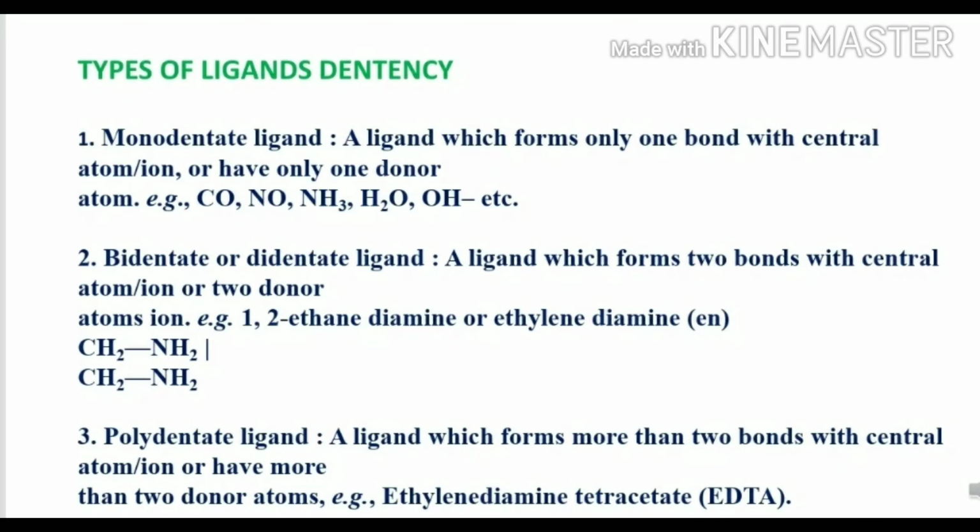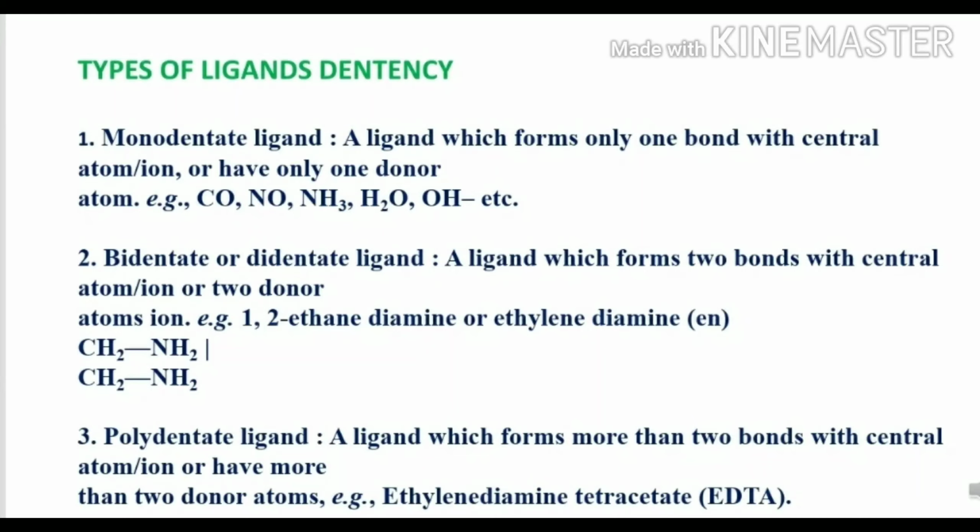Types of ligands on the basis of tendency. So you see here the ligands are forming a coordinate bond with the central metal ion. Actually, the ligand makes a single bond, and sometimes it makes more than one bond with two connecting sites.